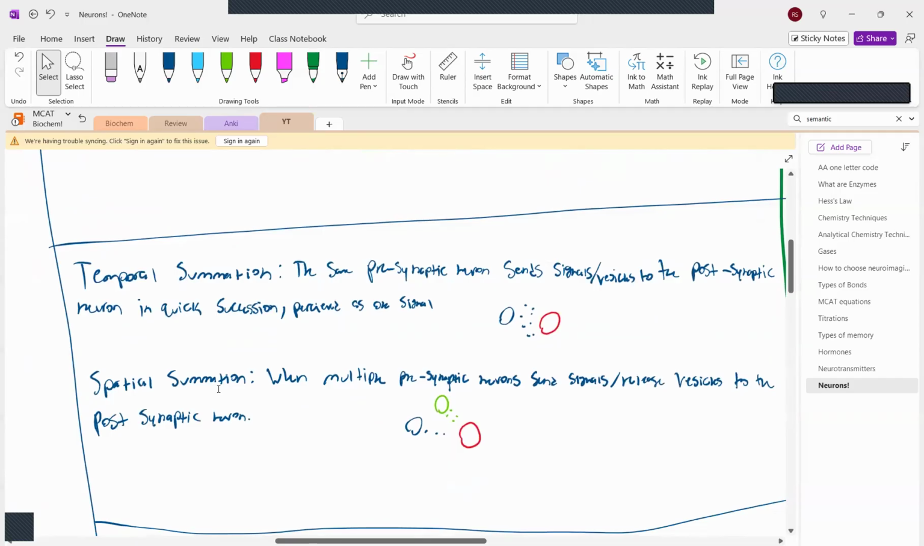Then, before I go into action potentials specifically, I want to talk about temporal summation and spatial summation.